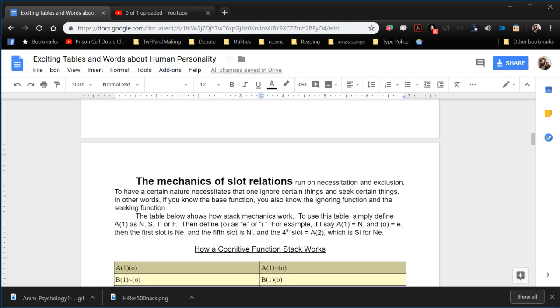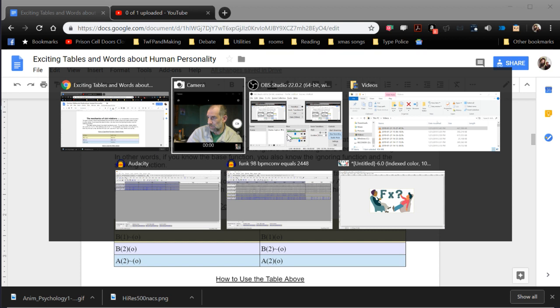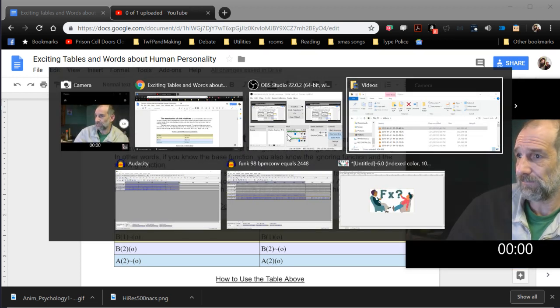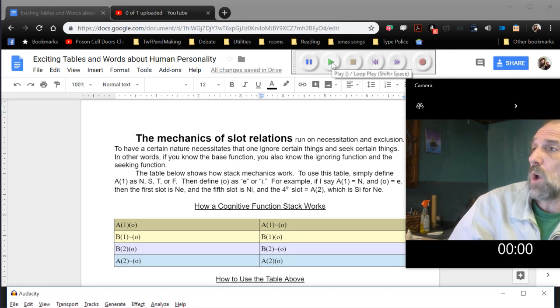The mechanics of slot relations. This is page 32. We're starting on it. The mechanics of slot relations runs on necessitation and exclusion. What does that mean? Well, in other words, if you know the base function, you also know the ignoring function and the seeking function. The table below shows how stack mechanics work.